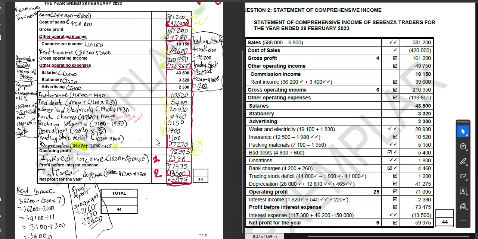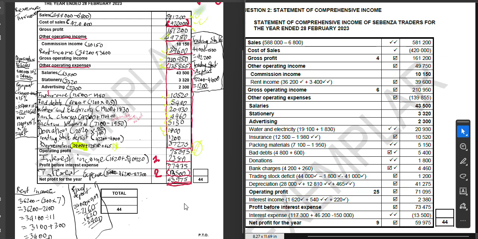So ladies and gentlemen, that is the end of our session. I hope this actually helps you understand paper one a little bit better, especially the statement of comprehensive income. Next video, it will be our lovely and most difficult, it's actually fun, not difficult, statement of financial position. But for us to complete the statement of financial position, we are supposed to understand our notes.